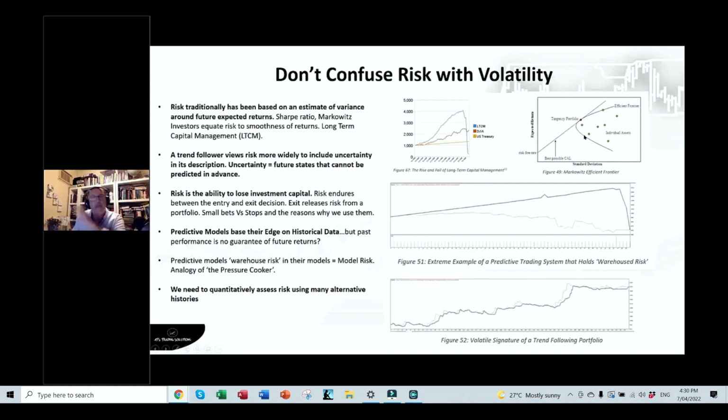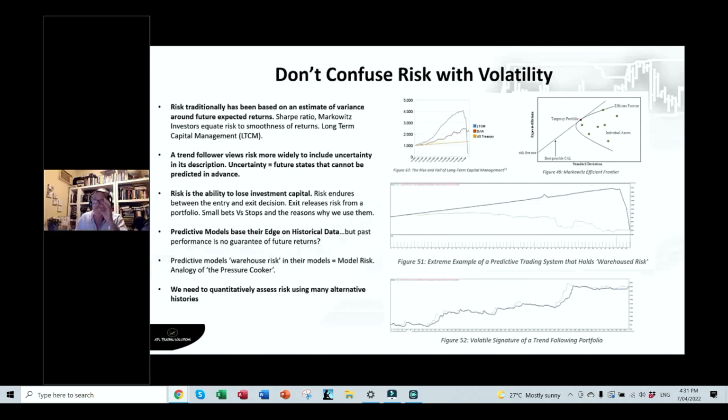That is gobbledygook for our technique. It's not gobbledygook for other techniques, but it certainly is for ours. What we view as risk, we incorporate uncertainty into. So risk is the deviation around any expected future return, plus the uncertainty of future returns added to that, because we view risk as simply the ability to lose investment capital.